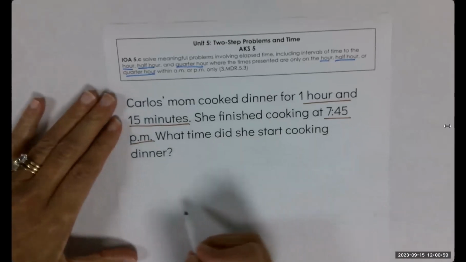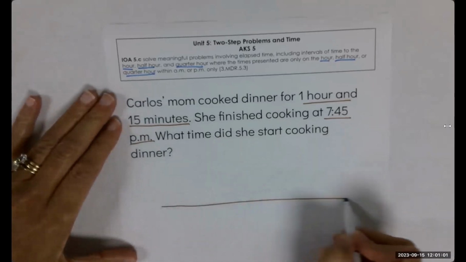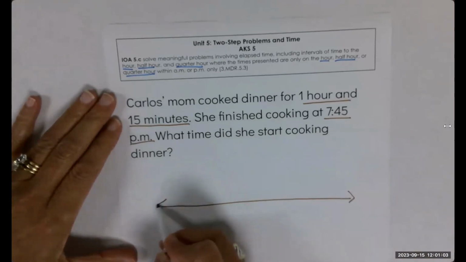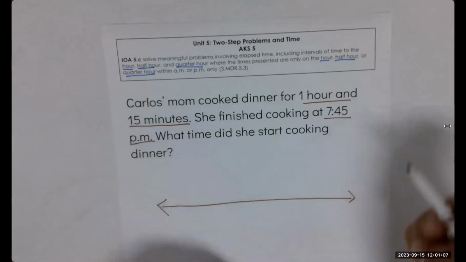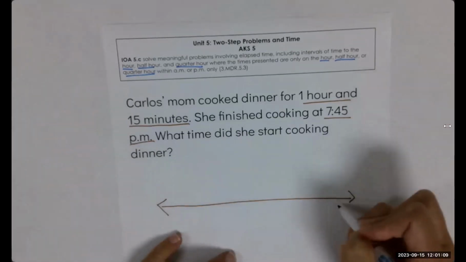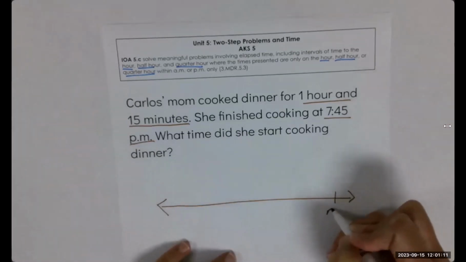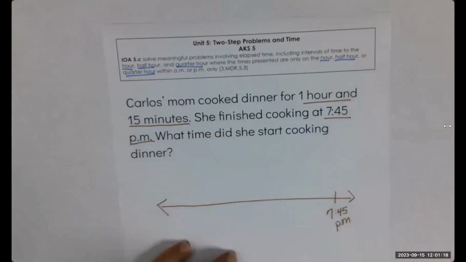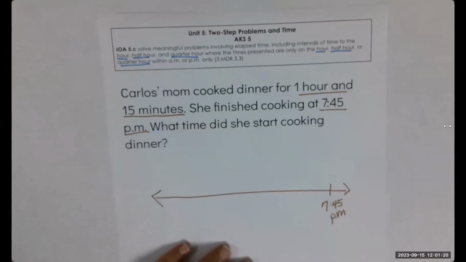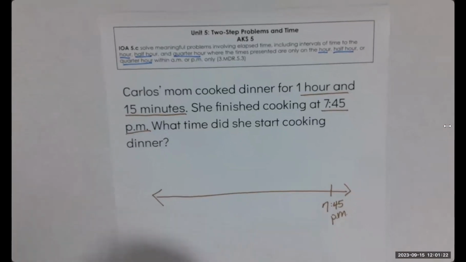To do that, I'm going to use an open number line. And again, if your students still need to go back and use the time interval rods, find and label the end time as being 7:45 on that mat that is with your kid.